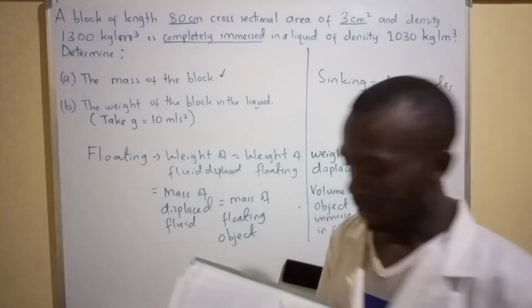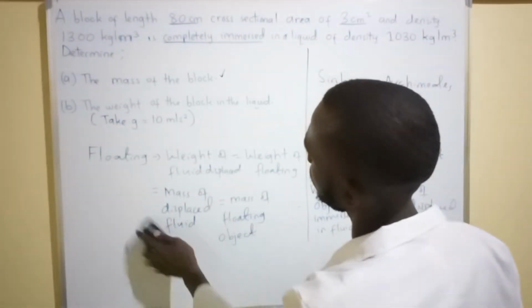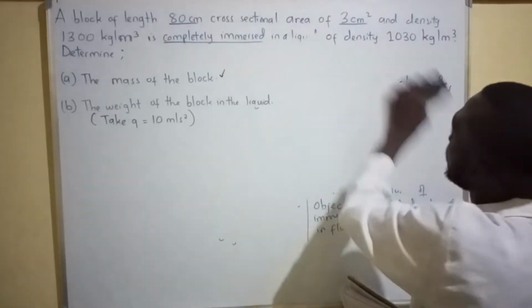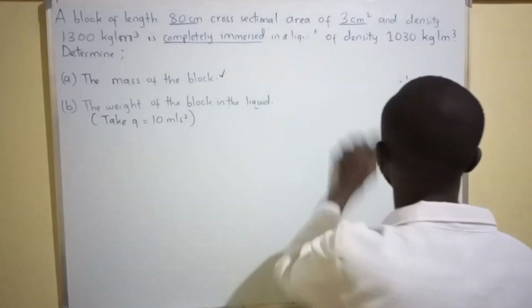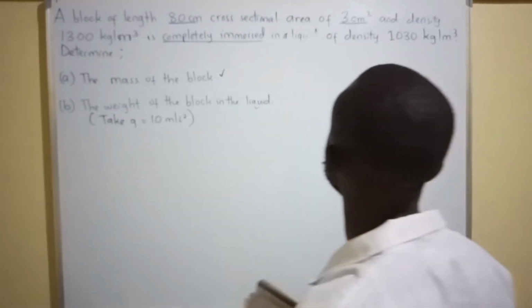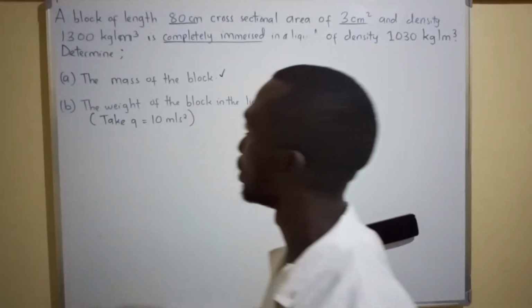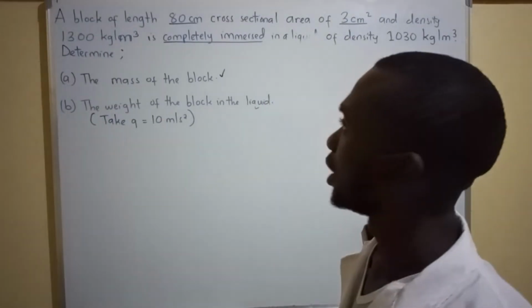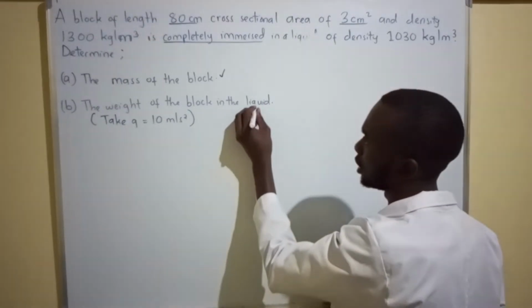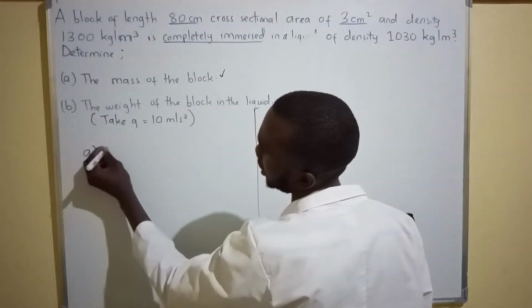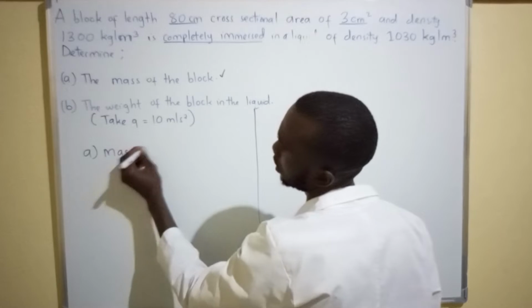Now, let me go back to our question for today. We have a block of length 8 centimeters. The cross-sectional area of the block is 3 square centimeters, and the density of the block is 1,300 kilograms per cubic centimeter. Now determine the mass of the block. Let me start with question A, the mass of the block.